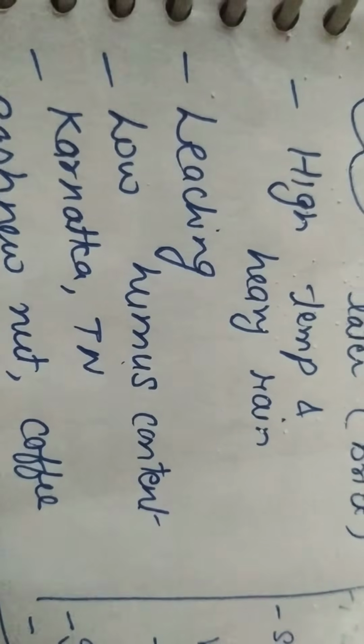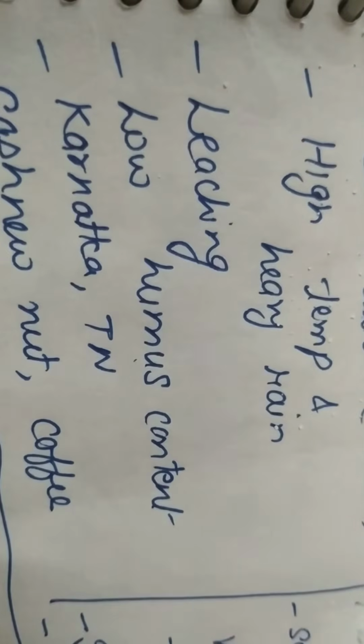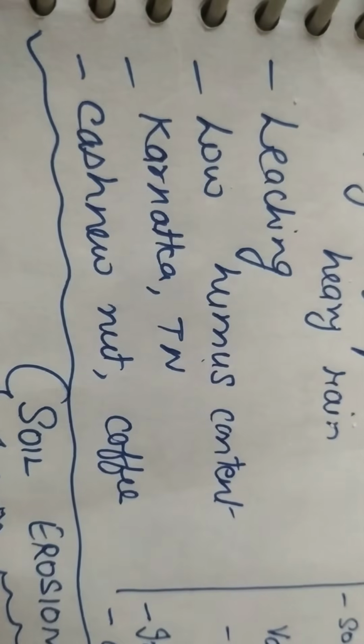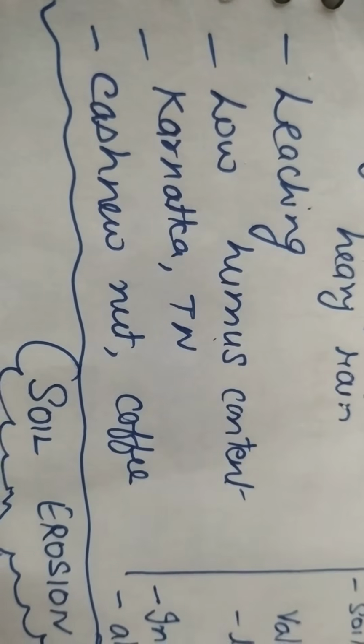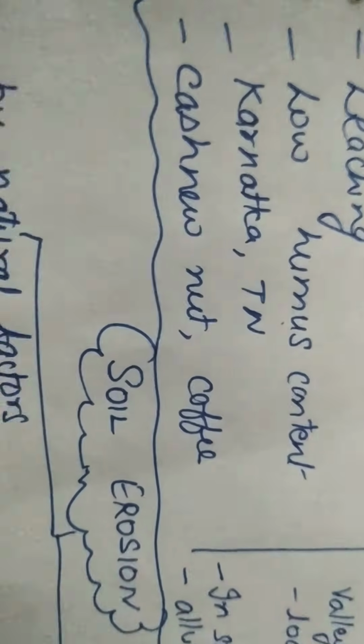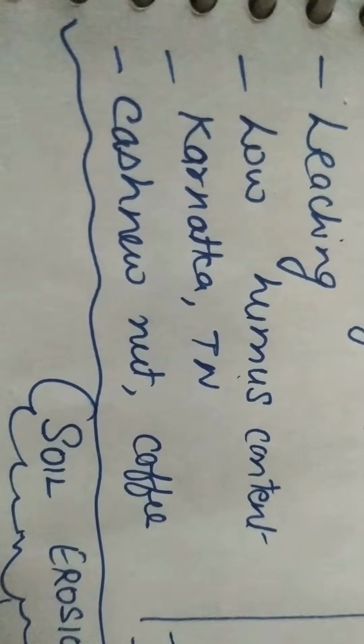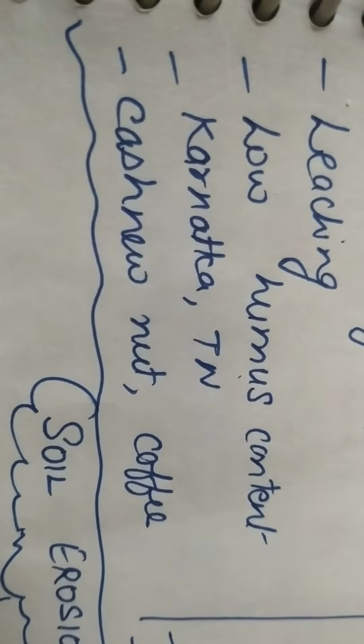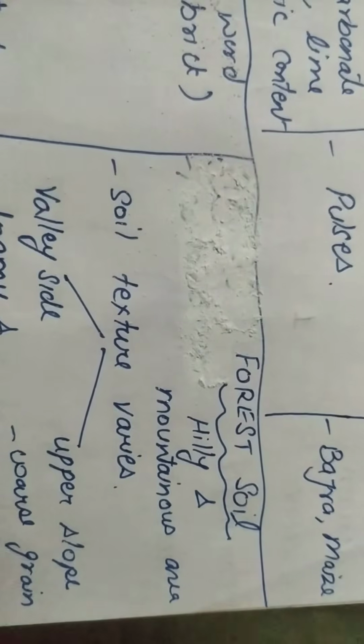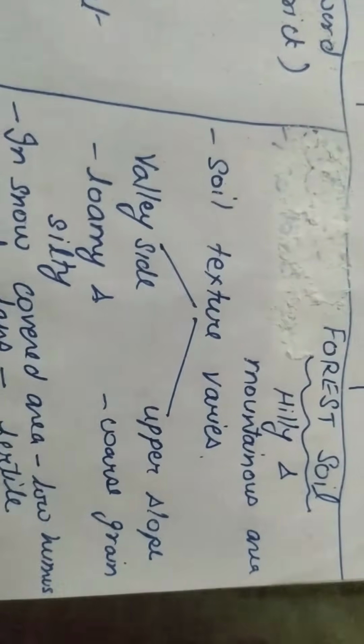Next is the laterite soil. The word laterite is taken from the Latin word later, that means brick. It is found due to high temperature and very heavy rainfall. Due to the high temperature, what happens? The bacteria die. And due to heavy rainfall, leaching takes place. Now what is this leaching? Leaching means the nutrients are washed away. That is why it has low humus content, found in Karnataka and Tamil Nadu, and the crops are cashew nut as well as coffee.